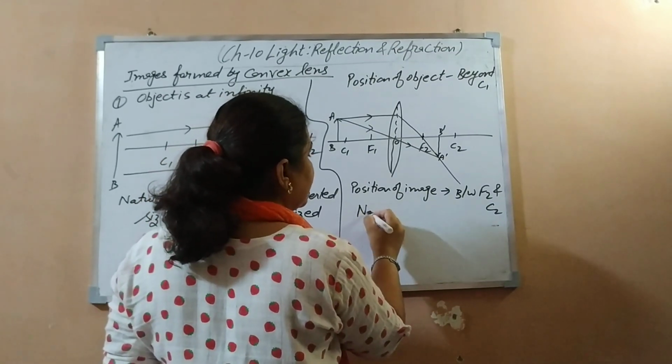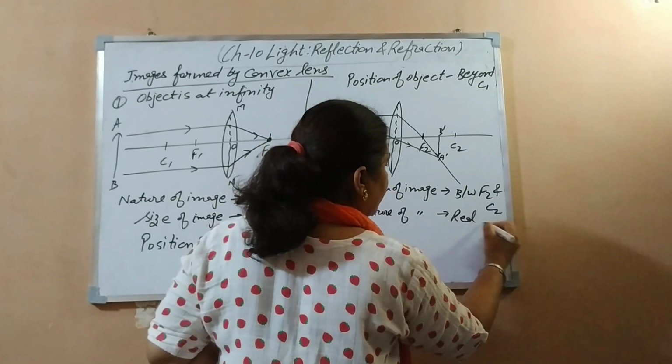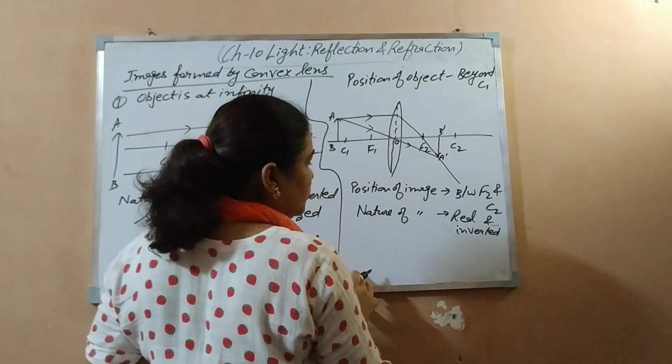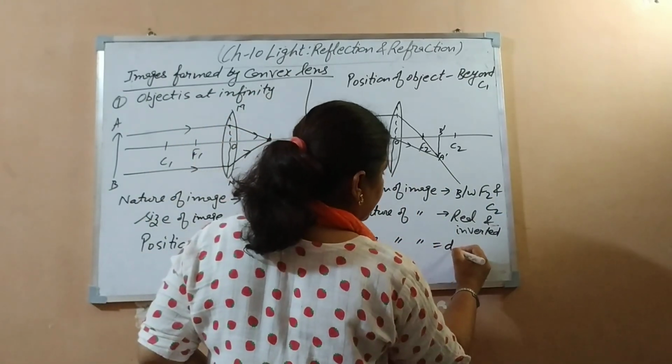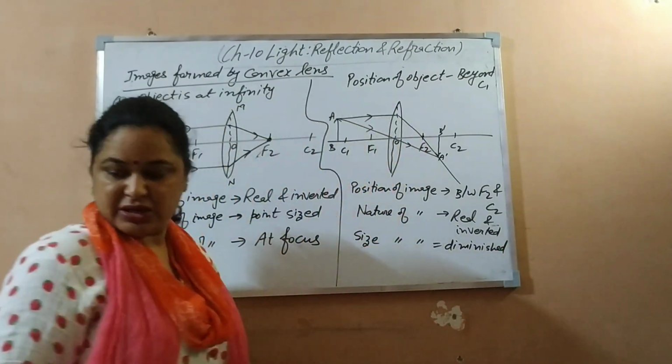What is the nature of the image? Again, real and inverted, because we are getting all these images on the screen. And what is the size we are getting? The size of the image is diminished. Smaller image, diminished image.